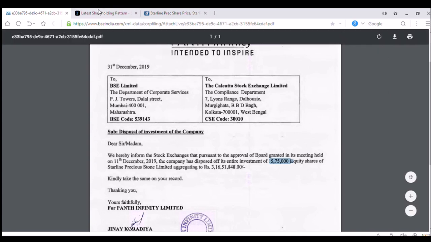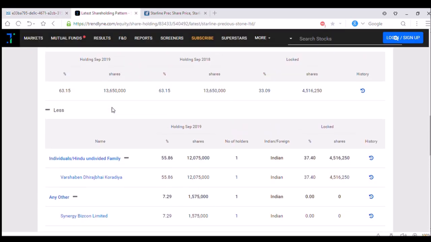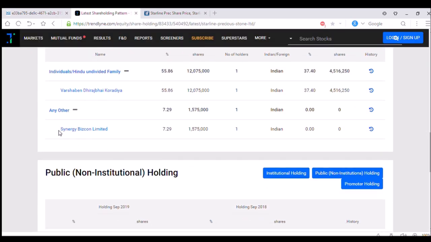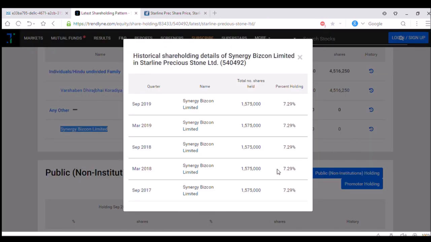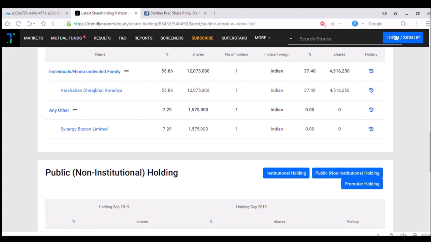Now when I searched about which company this is, the company Starline Precious Stone Limited, I was surprised, because under the promoter holding, Synergy Bio is gone. That means Panth Infinity, which is another name for this company, entered in September 2017 with 15 lakh shares at 7.29. When I searched the historical price of this company, let us keep an average of 15 rupees, guys. So the gain will be 5.09 per share into 15,75,000.